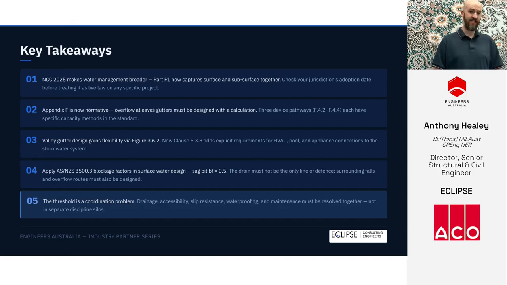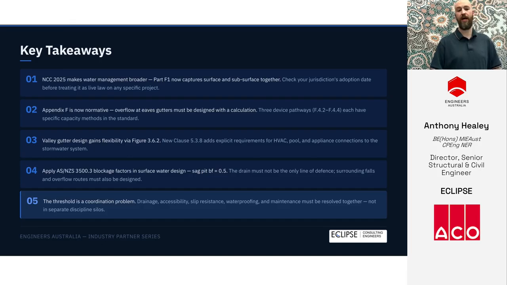And secondly, Appendix F of AS 3500.3 is now normative. Overflow at eaves gutters must be designed with a supporting calculation. 3 device pathways, back gap, slotted gutter, front bead, each having a specific capacity method as laid out in the standard. Thirdly, valley gutter design gains flexibility, and the new clause 5.3.8 adds explicit requirement for HVAC, pool and appliance connections to the stormwater system.